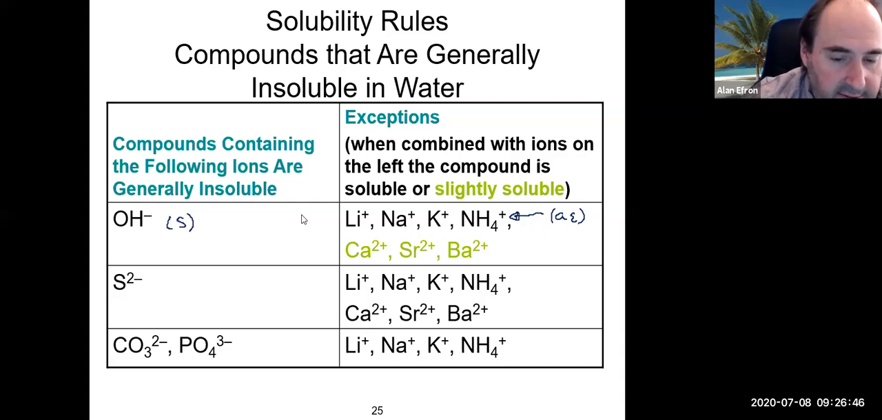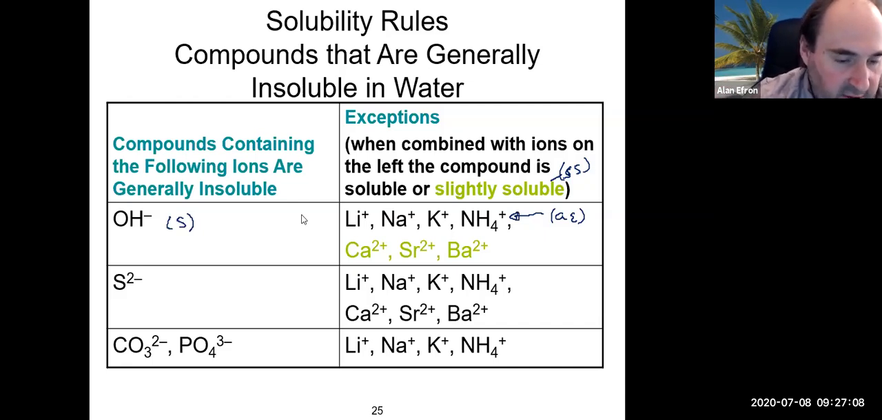There are some, calcium, strontium, and barium, which are slightly soluble. Sometimes people will use SS for slightly soluble, but most people consider slightly soluble to be more insoluble. So it's not very soluble. It kind of leans towards the insoluble side and solid.